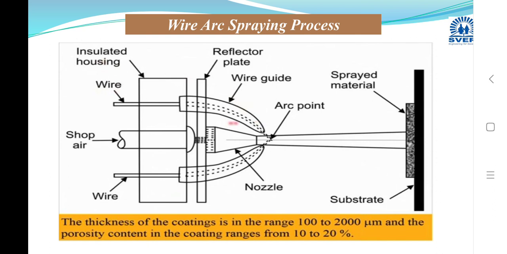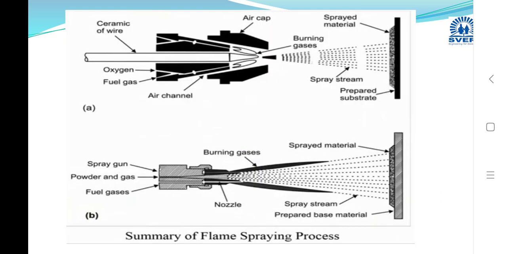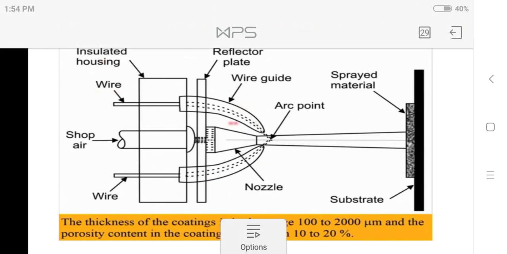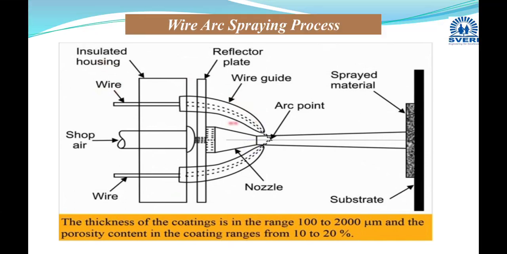Then you basically use compressed gas to break the molten material into the form of droplets and subsequently spray it over the surface of the substrate. So this is how the arc spray unit operates.